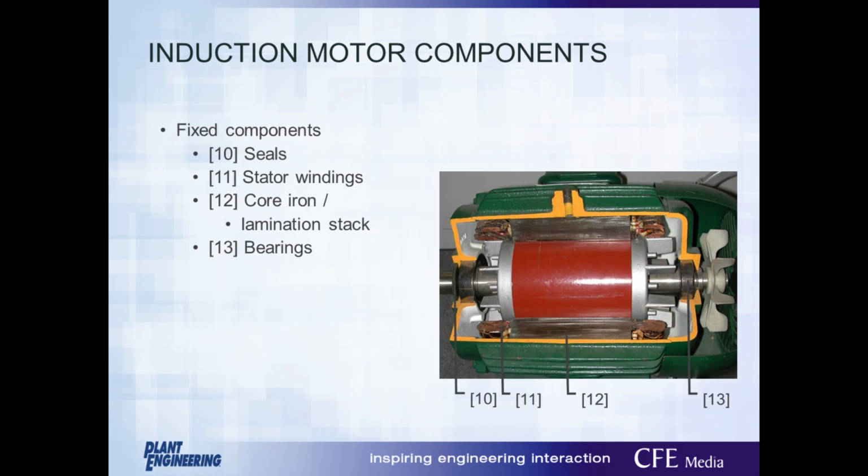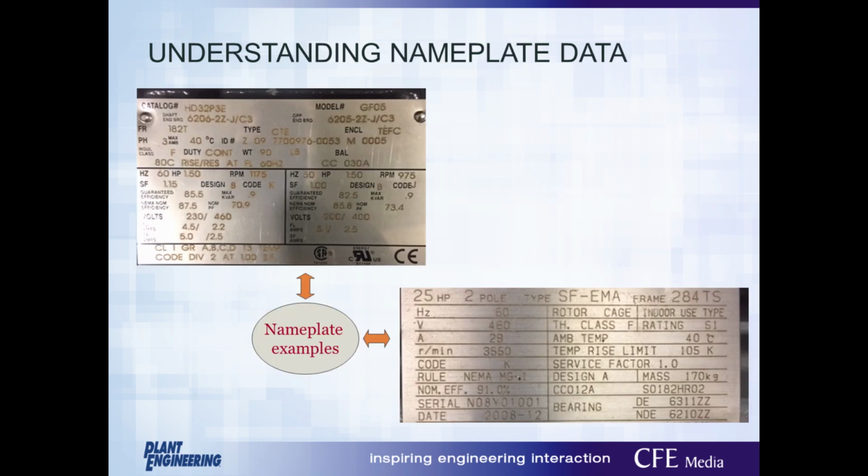Final slide of components, we have the fixed components. So shaft seals, stator windings, stator laminations, and bearings. Of course, bearings are probably the most influential component on motor life, and we will definitely be getting into that more later on down in the material.